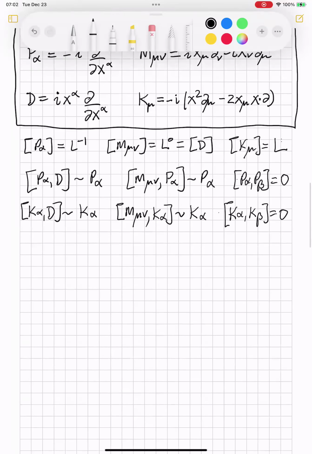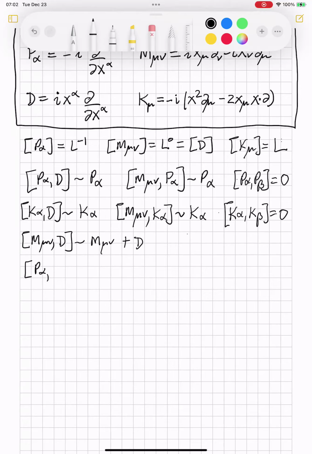If I calculate the commutator between M mu nu and D, M is length to the 0, D is length to the 0. So all that can appear on the right-hand side is again terms of length to the 0. So it should be an M mu nu and a D, something like that. And then there's another one that we can do, this is the final one, I guess. I may have missed some out, but you can do them.